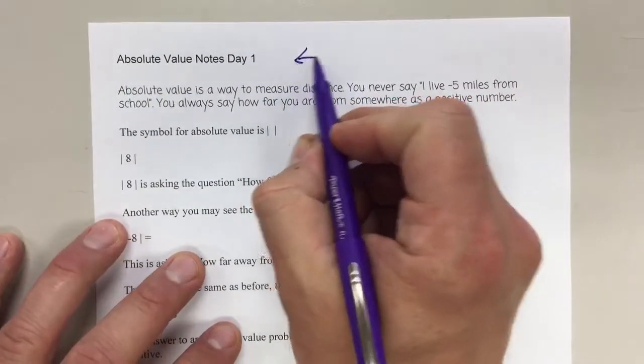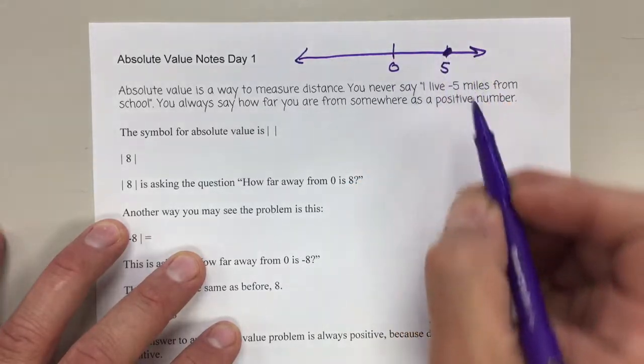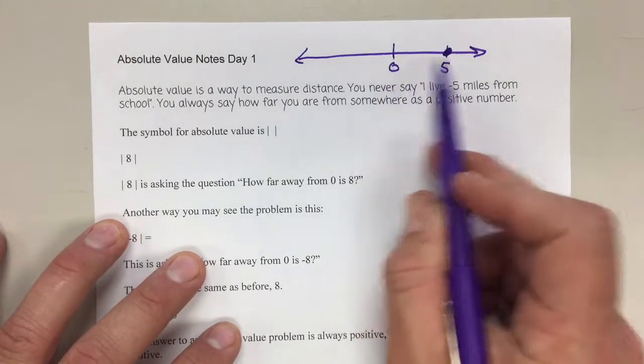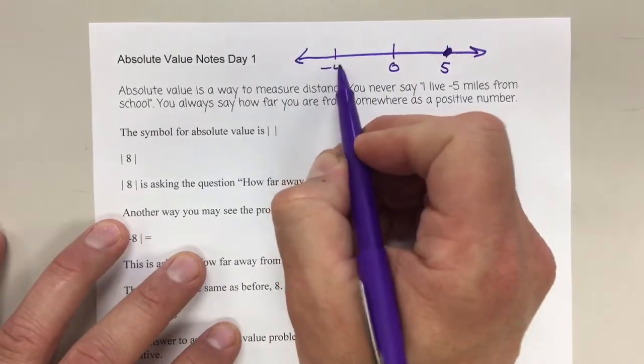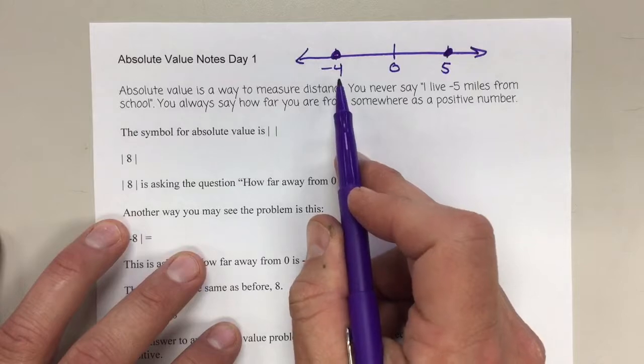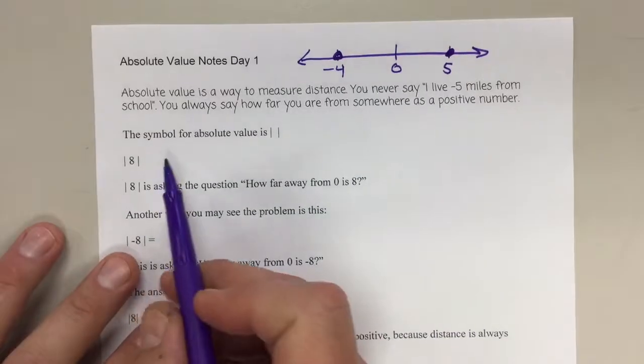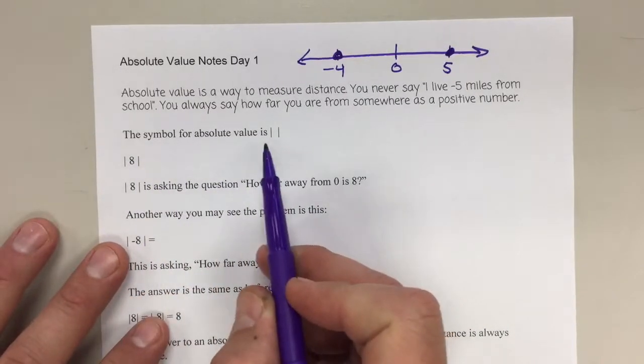So if I had a number line up here, and there's 0, if I'm here, absolute value says I'm 5 units from 0. If I'm over here, absolute value would say I am 4 units from 0. Because we never say I'm -10 miles from Burnsville. Okay. So the symbol for absolute value is 2 vertical lines.